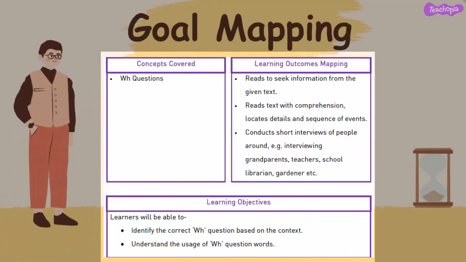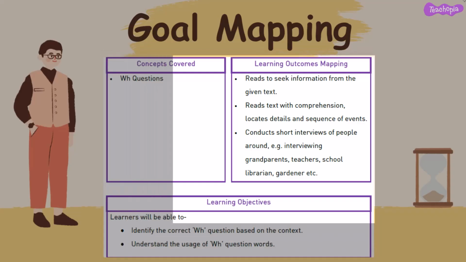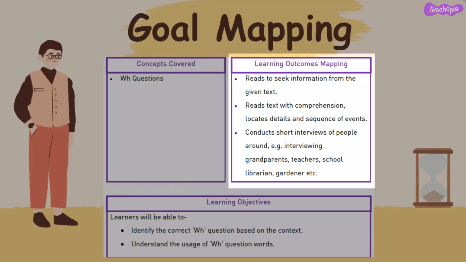Once we understand which chapter it has been mapped to, let's try and understand how our concepts covered are mapped to the learning outcomes of our DSCRT document and how they will be achieved using learning objectives in this particular PBL. Learning outcomes from our DSCRT document contain the following: reads to seek information from the given text, or reads text with comprehension and locates details and sequences, and so on and so forth.